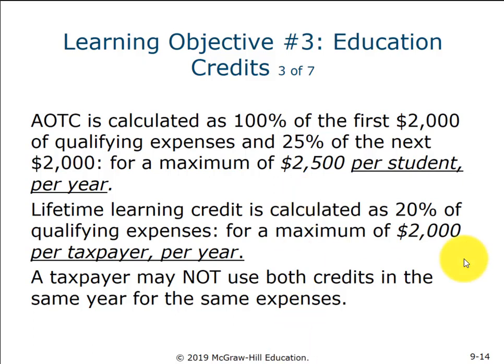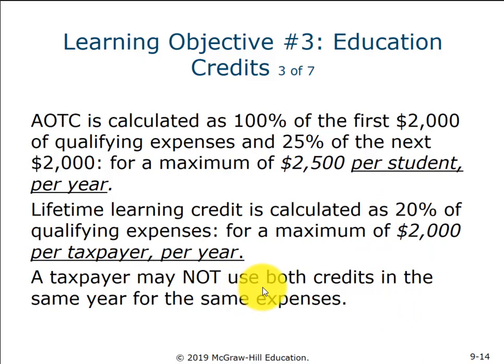The Lifetime Learning Credit is 20% of a maximum of $2,000 of expenses. Now notice the difference per student. If I have two kids in college, I could be taking $2,500 for each, perhaps. However, on lifetime learning, it's 20% of qualifying expenses for a maximum of $2,000 per taxpayer. So no matter how many students I have or how many people in our household are going to school, this is a maximum per tax return. So it's much more of a reduced amount. Plus, it's 20% instead of 100%. So a big difference there.